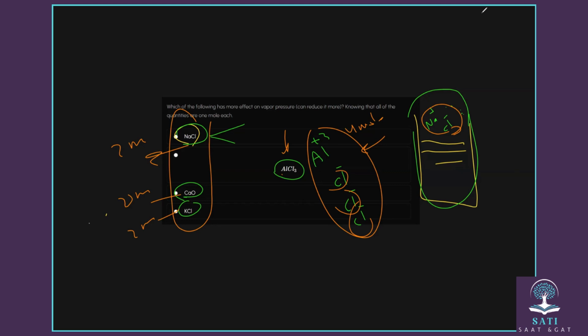And you understand that the more solute particles, the less the vapor pressure. So that means in this case, the one of these four that will reduce the vapor pressure more is the one that will have more ions produced. So that means AlCl3 is the answer.